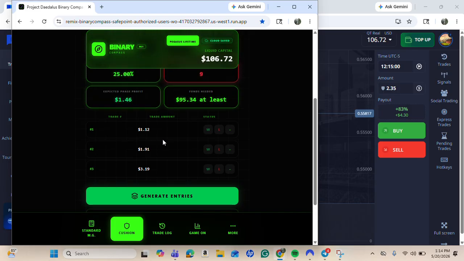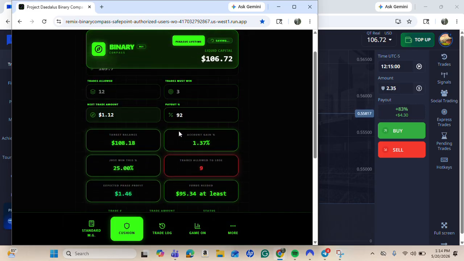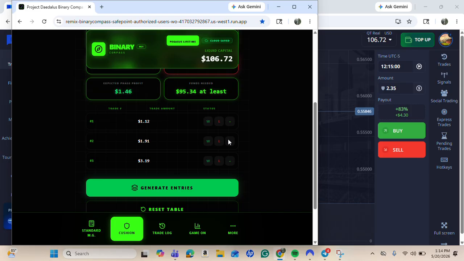Generate entry. Now my goal is 112. My account is 106. That's fine. See, it lines up with this 106.72. That's fine. And you want to preserve your capital as much as possible, and that's the rule of trading. Every single time, preserve your capital. Do not blow your account. You're gonna have bad days. You're gonna have good days. You're gonna preserve your account. So my next trade amount is 112.